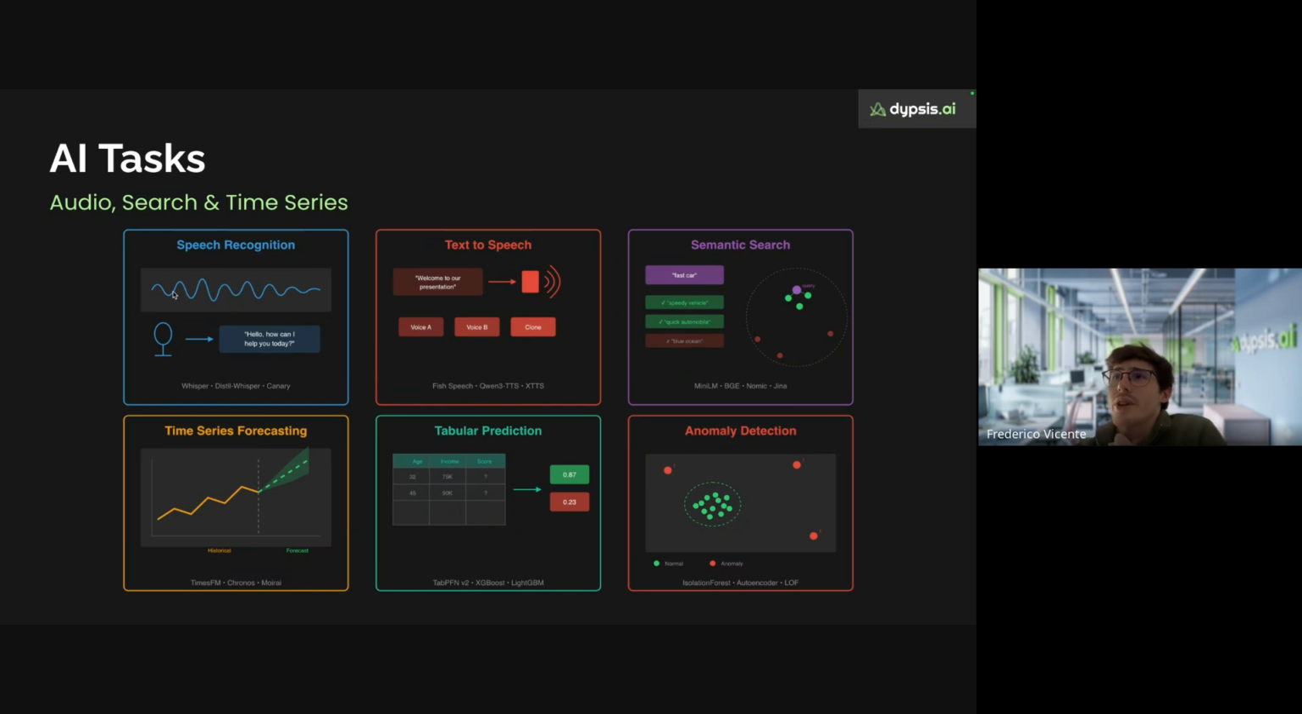Also different tasks like speech recognition and text-to-speech. There are a lot of small models that are very good at tackling these. Even semantic search, for many years now, can be done with small models. You don't have to use any APIs for this unless you really need very quick latency results. Also forecasting and tabular prediction, even anomaly detection. There are a lot of small models and ML models that can tackle this quite well.